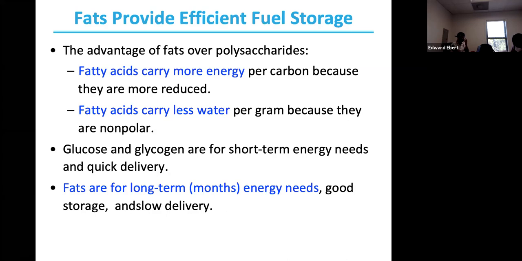Fats will be long-term. This is why when they talk about how long you can survive in the wilderness, you can go 2 or 3 days without water, because you have to have water to flow through and all that stuff in there. But you can last weeks to months without food because you can just break down the fat over time.